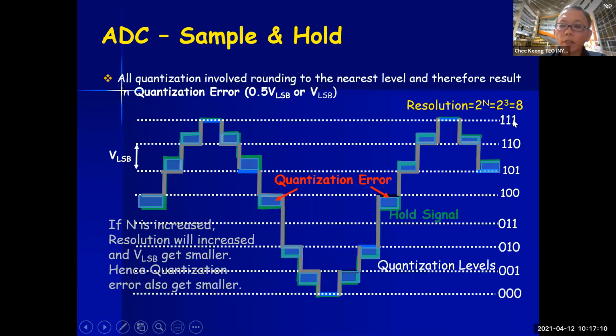Now, we also mentioned that as long as you use 2 to the power of 3, or 8 levels, there will actually be 7 intervals, because with 8 levels, the intervals between them will be 7, right?